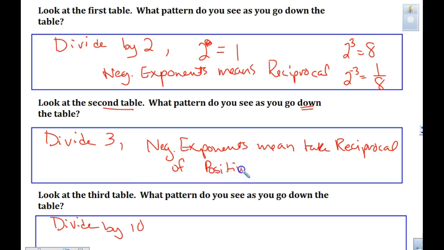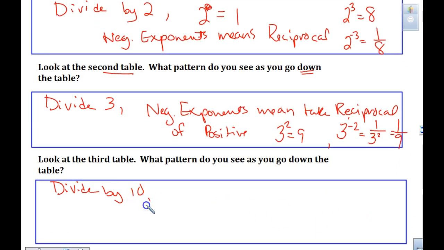So again, if I'm looking at 3 to the second equaling 9, I am then going to put 3 to the negative 2, which would be, as we start, 1 over 3 to the second, or simply 1/9. Okay. Same in that last one. 10 to the 0 equals 1. Anything to the 0 is 1.